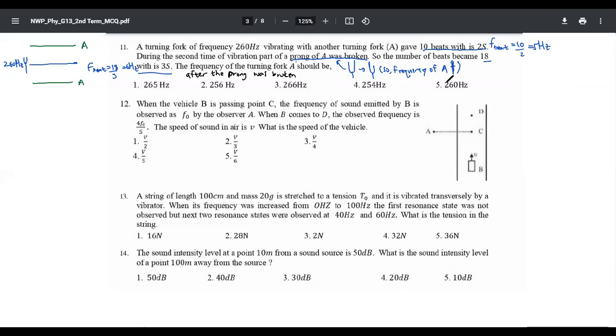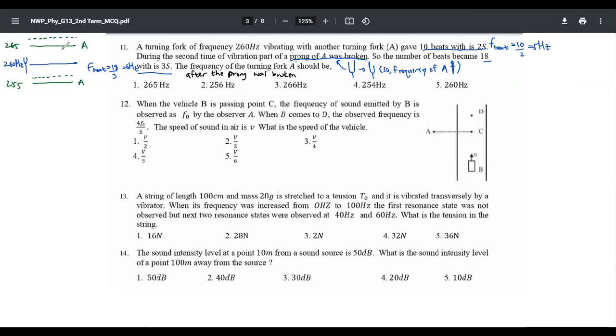The question is you have to find the frequency of A after the prong is broken. Right, good. Now, I said A could be 265 or 255. Once the prong is broken, the frequency of A must have increased. So it should have gone somewhere higher. From 265, it should have gone to 267, 260, something like that. And from the lower value, 255, it should have gone to a higher value.